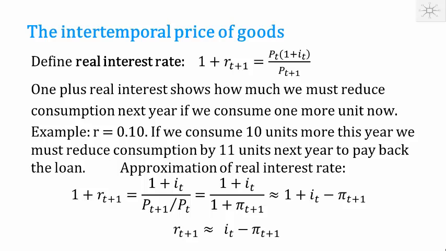So the real interest rate is how much more we get next period if we save the money instead of consuming today. And 1 plus the real interest rate shows how much we must reduce consumption next year if we consume 1 more unit now. So for example, if the real interest rate is 10%, that's a very high interest rate, okay? Then if we consume 10 units more this year, we must reduce consumption by 11 units next year to pay back the loan.